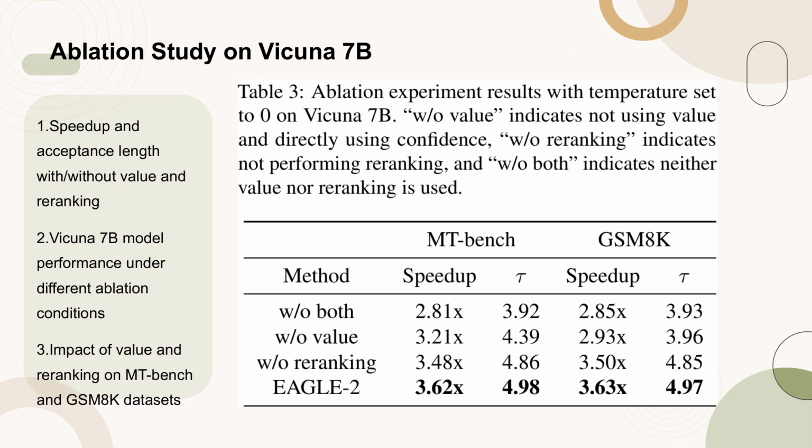Table 3 presents the results of an ablation study conducted with the temperature set to 0 on the Vicuna 7B model. The study examines the effects of not using value, confidence score, and not performing re-ranking on the speedup ratio and average acceptance length. The results show that both value and re-ranking significantly improve performance on the MT-bench and GSM8K datasets. This highlights the importance of these components in optimizing the model's inference speed and token acceptance rate.